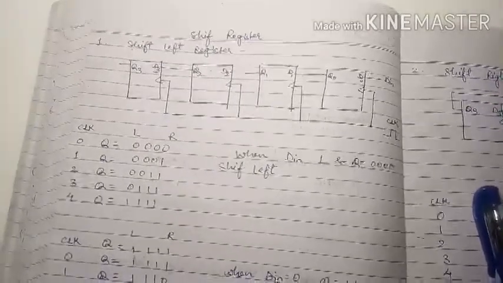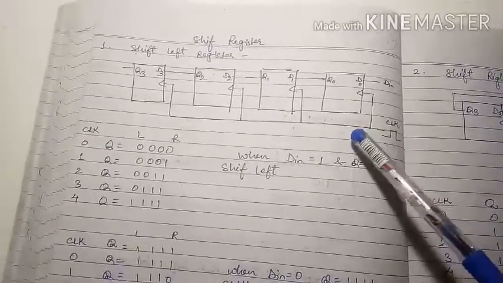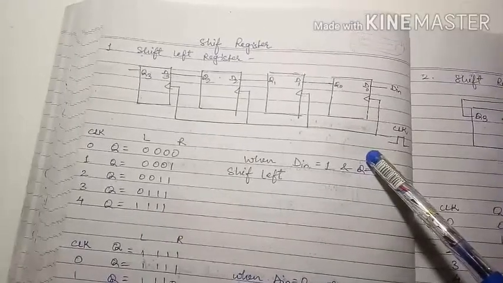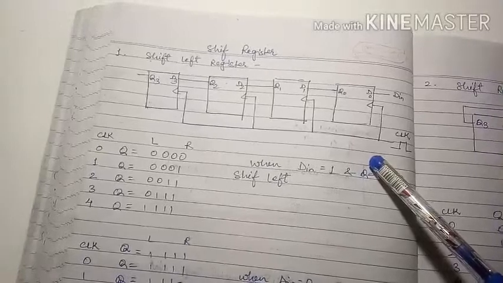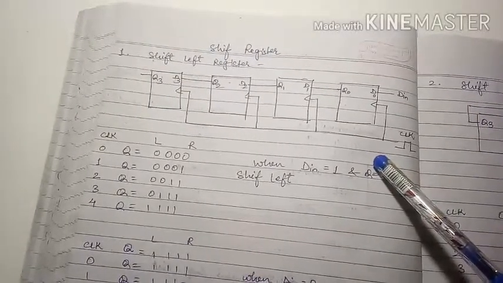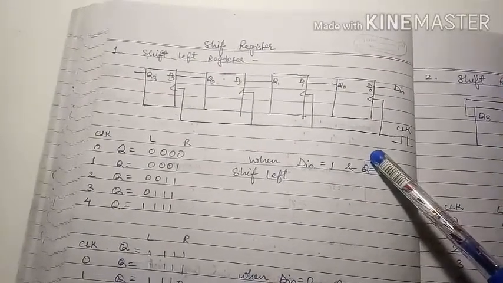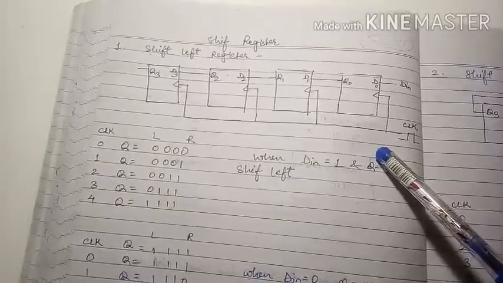So in the diagram you can see a shift register. This is a shift left register. Basically, a shift register moves the stored bits either left or right, and this bit shifting is essential for certain arithmetic and logical operations used in the computer, microprocessor, etc. So let us see what the shift left operation is.